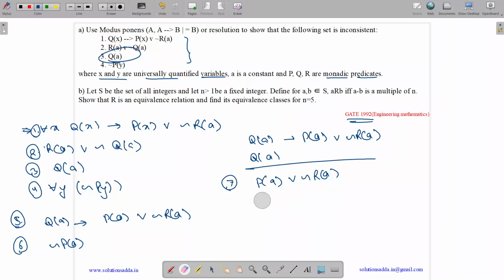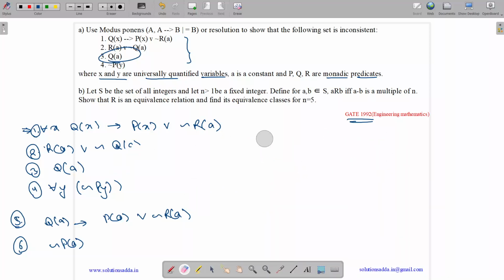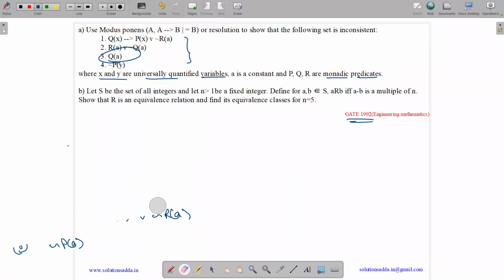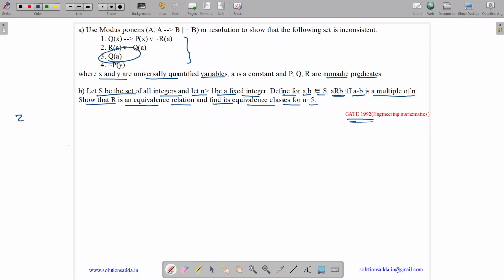Now let us see the second part of the question. The second part says: let S be the set of all integers and let n greater than 1 be a fixed integer. Define for a, b belonging to S a relation such that a is related to b if a minus b is a multiple of n. Show that R is an equivalence relation and find its equivalence classes for n equals 5. So let Z be the set of integers.